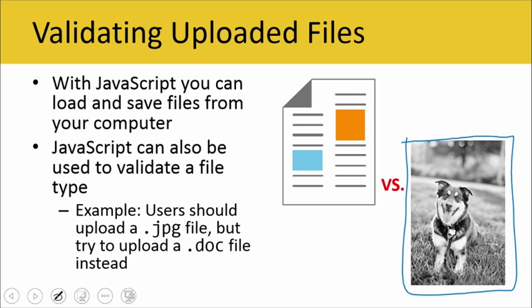But what might happen is that a user might go ahead and try to upload a .doc file, right? We don't want that to happen, and so we can use JavaScript to tell our users that, hey, you're uploading the wrong file. You definitely should upload a JPEG. Do that instead, right?